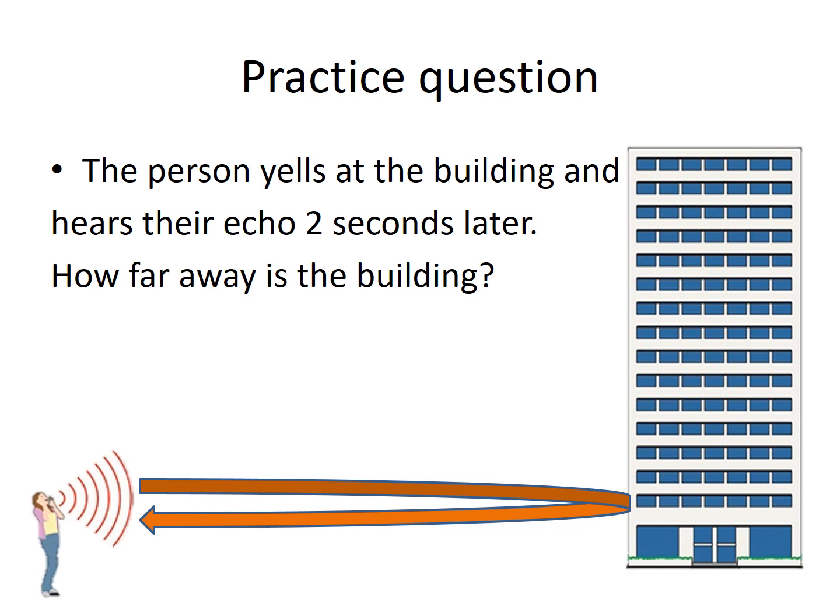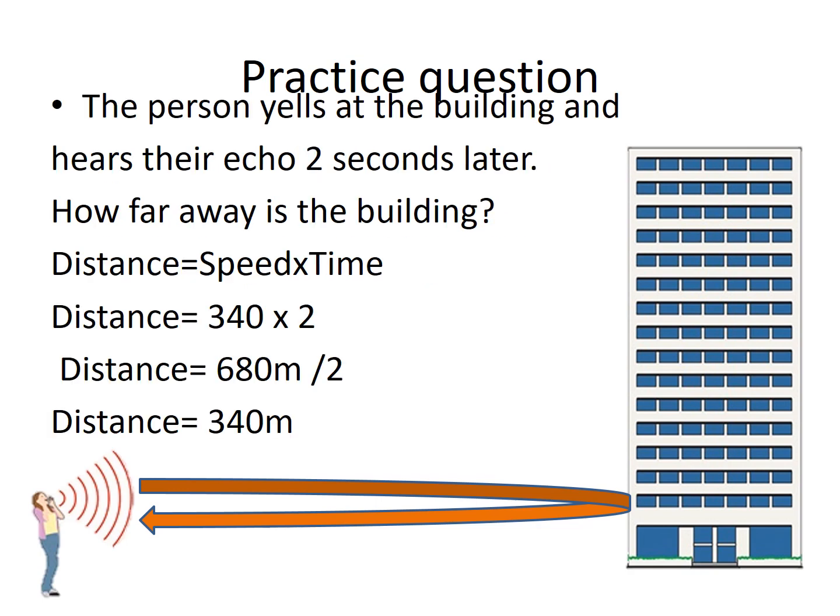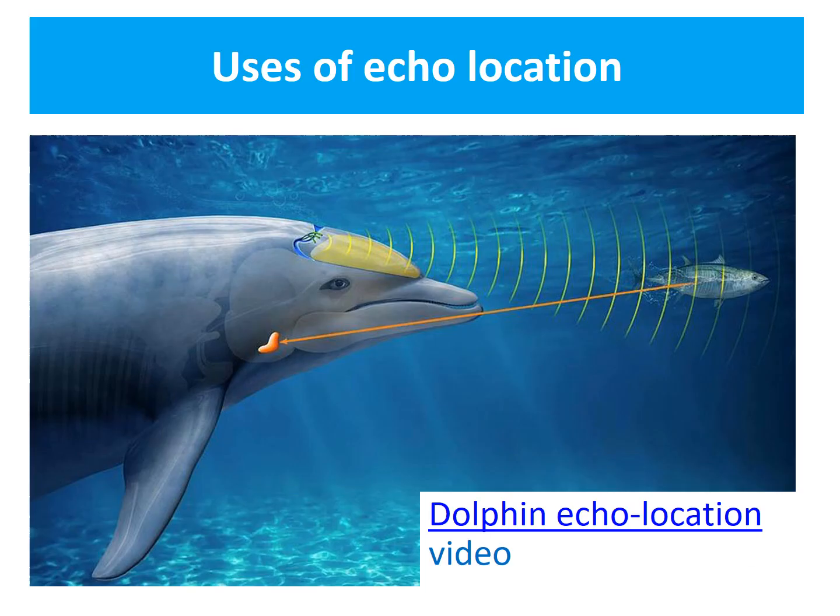The building is 340 meters away. Why? Because distance equals speed times time. So we multiply our speed, which is 340 meters per second because she's standing in the air, by the time, which is 2 seconds, which equals 680 meters. But that's the total distance the wave has traveled. So we need to divide that by 2 in order to get the distance from the building, which is 340 meters.